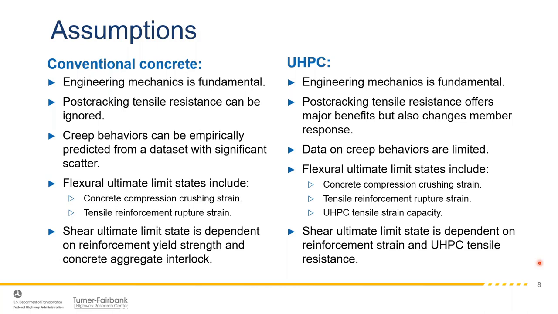And the last one I'll mention there is shear. The difference here between UHPC and conventional concrete is that the limiting point in shear is going to be dependent on both the reinforcement strain and on the UHPC tensile resistance. Remember when I showed you a picture of a girder and I said there's no steel in there, all the shear demand is carried by the UHPC? Well, then you need to make sure the UHPC is active. So if the UHPC has exceeded its strain capacity, obviously it's not going to be active. It's going to have failed. It's going to have pulled apart, and that's a problem. So when you're doing the shear design, you need to make sure you consider all these limit states.